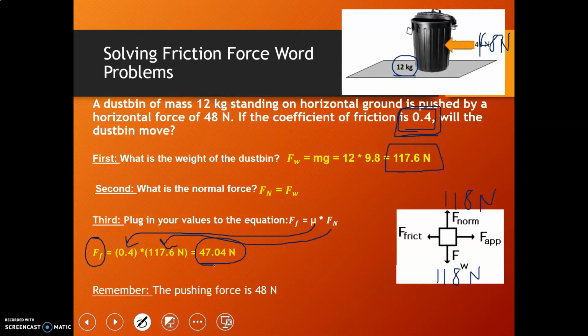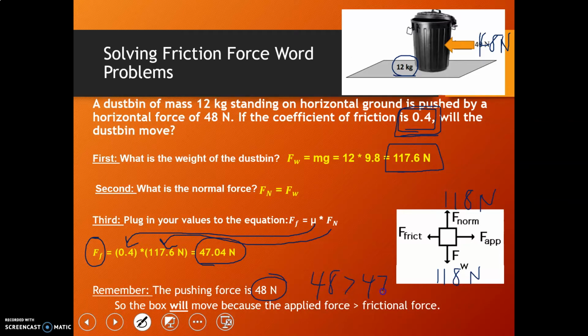Remember, we are pushing with 48 newtons. The frictional force has a magnitude of 47.04. So the box will move because the applied force, the pushing force, 48, is greater than the frictional force of 47.04. It's not greater by a whole lot, by 0.96, but it is greater. Because the applied force is greater, this dustbin, this trash can, will end up moving.